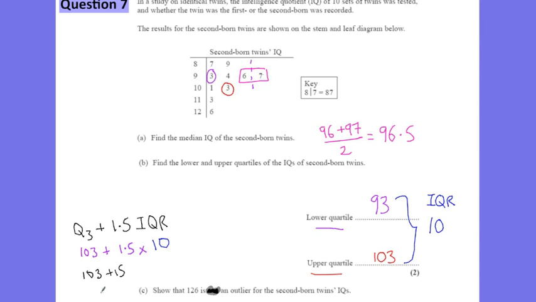103 add 15 gives us a value of 118. Anything beyond this point greater than 118 is an outlier. So we need to state here that 126 is obviously greater than 118, therefore it is an outlier.